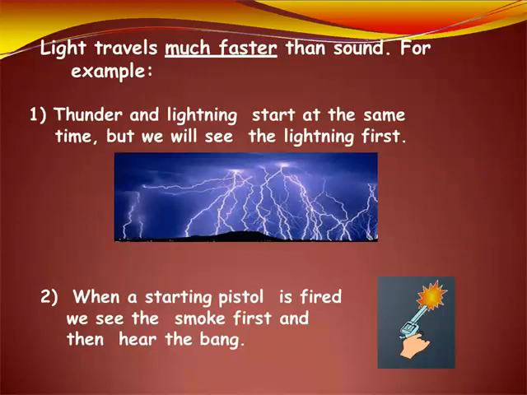Then we have another example. When a starting pistol is fired, we see the smoke first, that means the light, and then hear the bang, the sound. This is the case of woofers also, as for example the top, and other firing weapons. So these examples prove that light travels faster than sound.